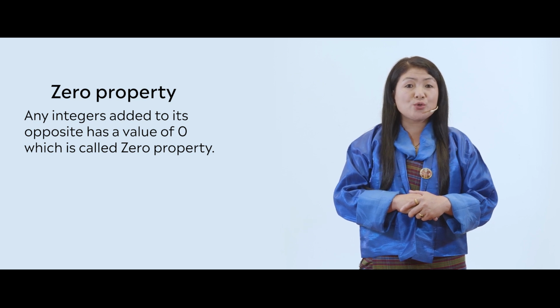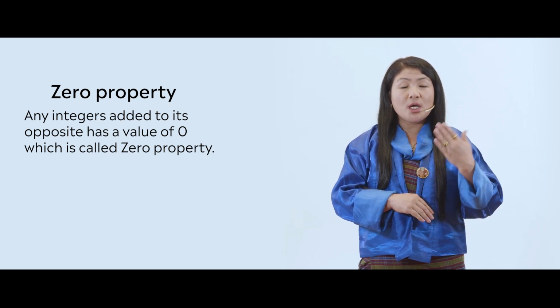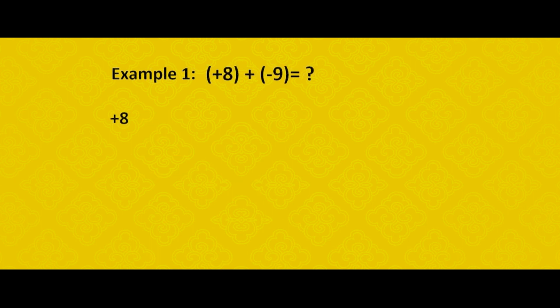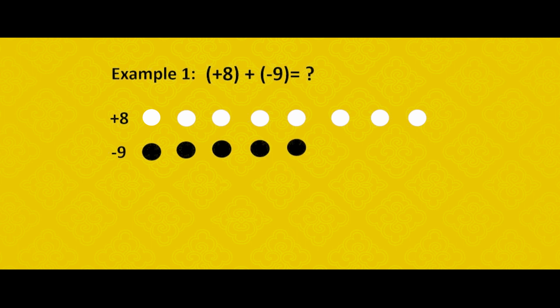Quickly, let's go through an example of addition and subtraction of integers. Example 1, let's add positive 8 plus negative 9. To add, we are going to use counters. Model positive 8 with 8 white counters and model negative 9 with 9 black counters.